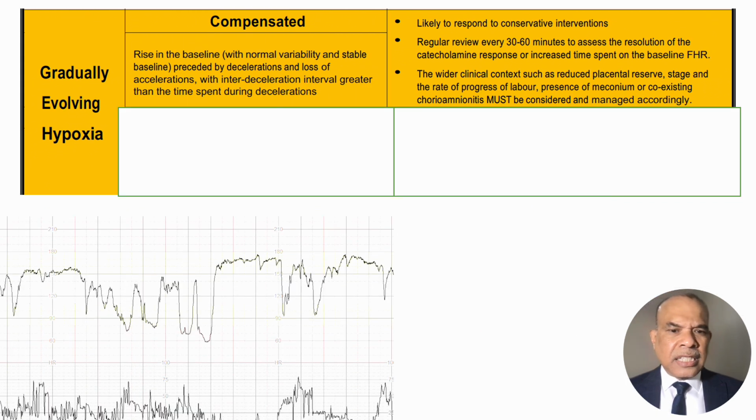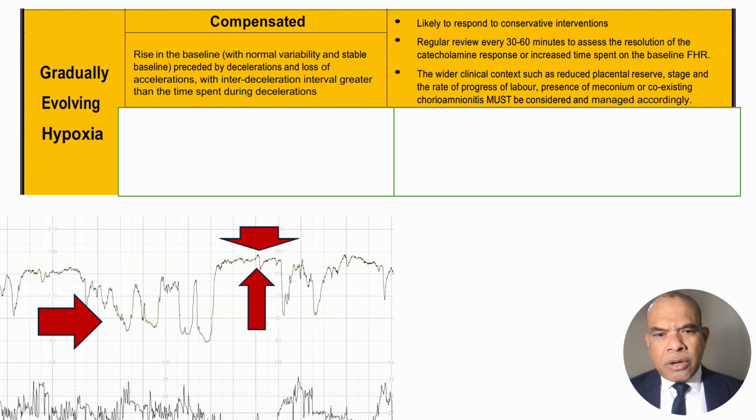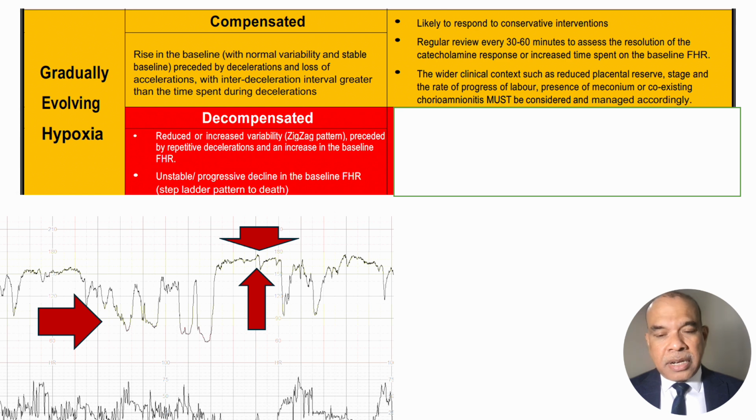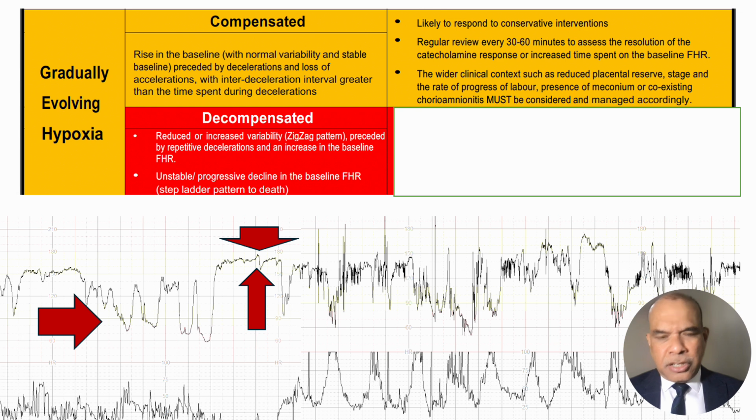Now you can see a situation here. There have been repetitive decelerations. The baseline has increased, and now there is onset of reduced variability. And this is what we call a decompensated gradually evolving hypoxia. Because once the baseline variability gets reduced, that means there's CNS depression. So the amount of blood that is going through the carotid artery is no longer able to meet the metabolic demands of the neurons. And there is increased risk of acidosis.